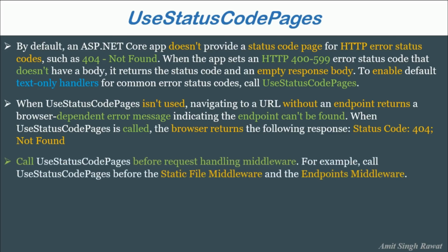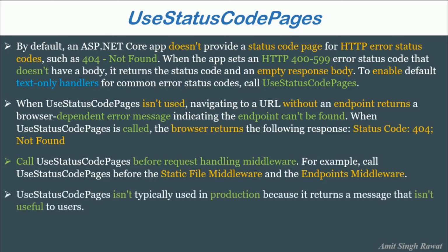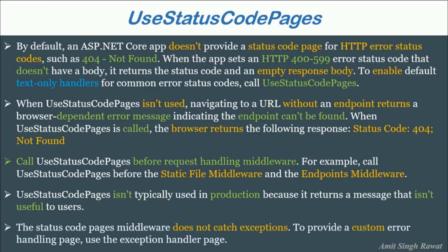Call use status code pages before request handling middleware. For example, call use status code pages before the static files middleware and the endpoint middleware. Use status code pages isn't typically used in production environment because it returns a message that isn't useful to users. There is an important note from Microsoft. The status code pages middleware does not catch exceptions. To provide a custom error handling page, use the exception handler page.